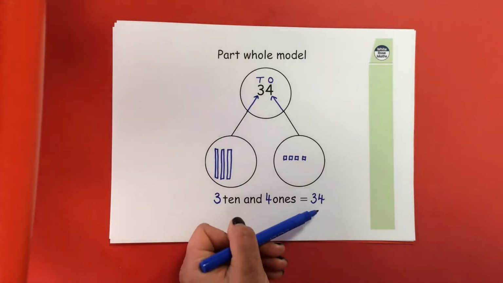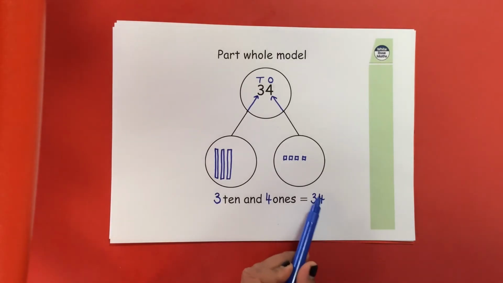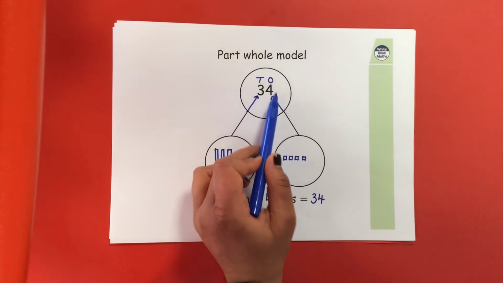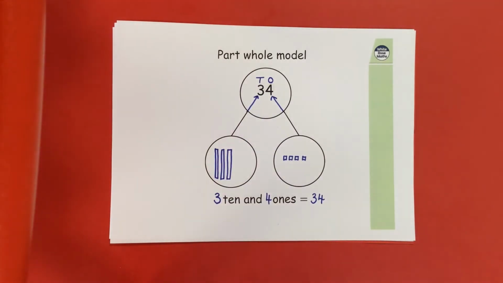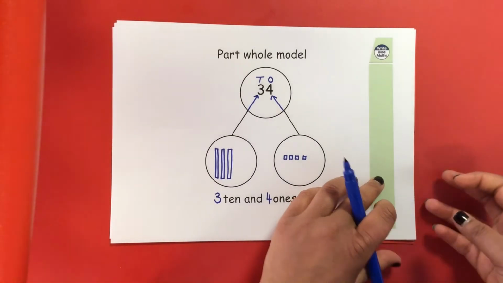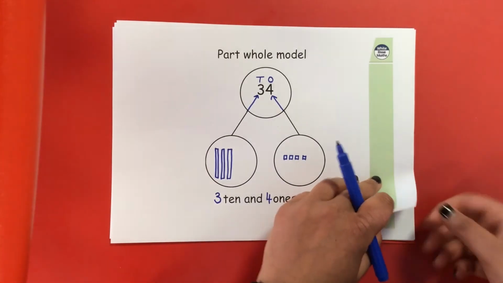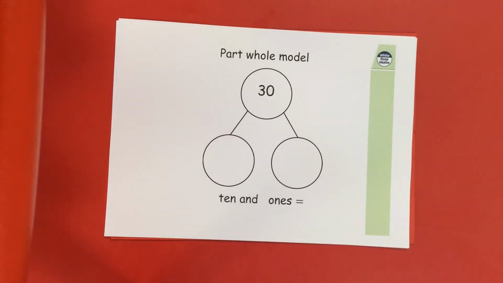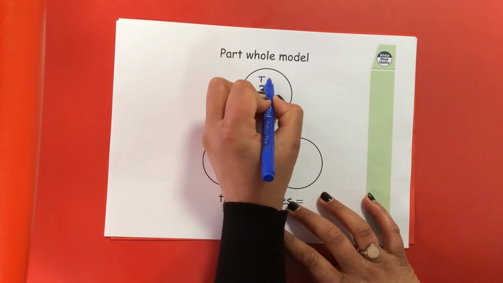That's a good way to check whether we've done it correctly, that our answer at the end is the same as the number in the total part of the model. Okay, well done. Let's move on. So I would like you to pause the video to have a go at this one. Off you go. Okay, children, so let's label tens and ones.